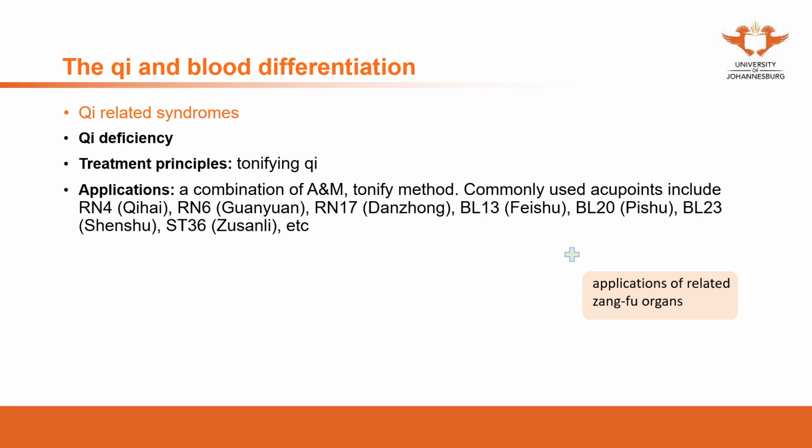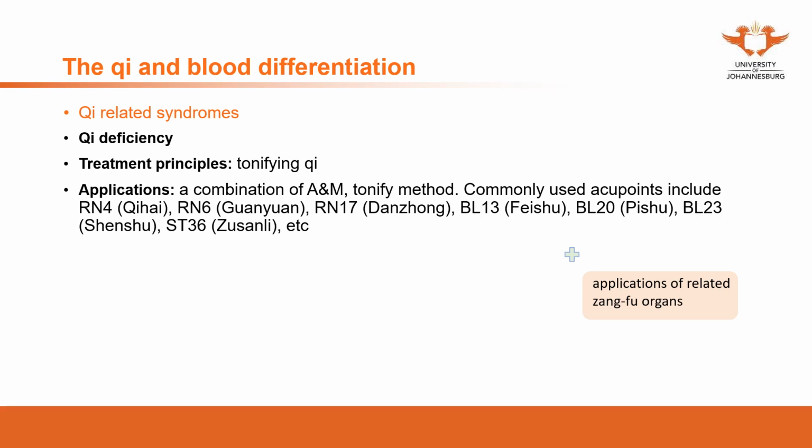Which points are we going to use? What kind of manifestations do the patient have? Then you can combine, you can choose some of these points. These points, we don't use all of them at the same time. You can choose.